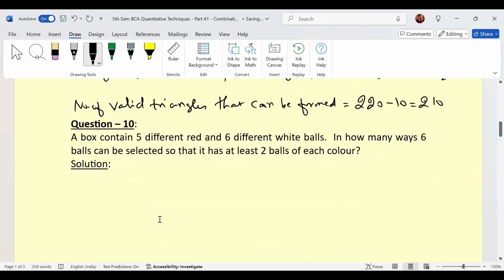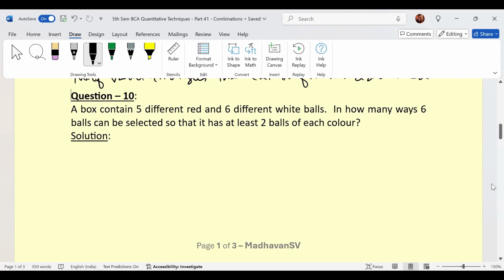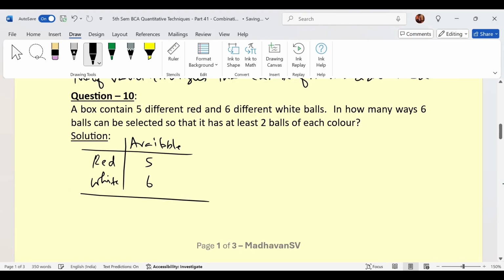Question number 10. A box contains 5 different red and 6 different white balls. In how many ways can 6 balls be selected so that there are at least 2 balls of each color? We have red color balls and white color balls. How many are available? Red color balls 5 available, white color balls 6 available. In how many ways can we choose at least 2 balls of each color? So choice 1.